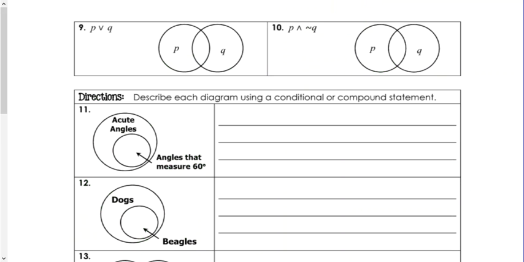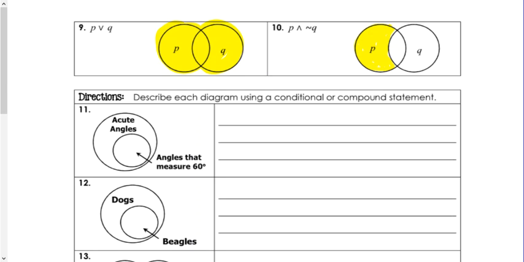Go ahead and take a minute and do the P or Q, shade it in, and do P and not Q. So go ahead and try those two. Pause the video. When you come back, there will be the answers. Okay, so here are your answers. P or Q, that's the whole thing shaded.